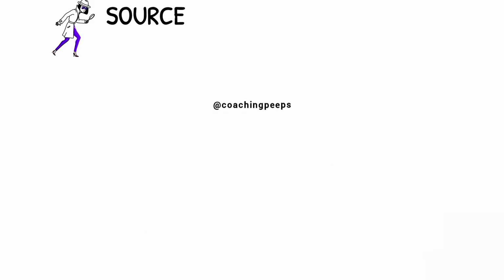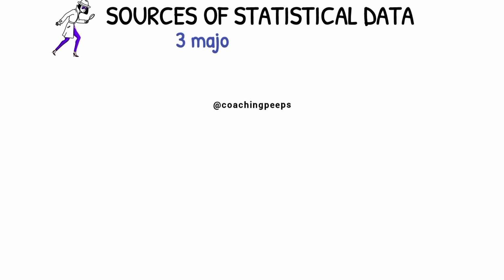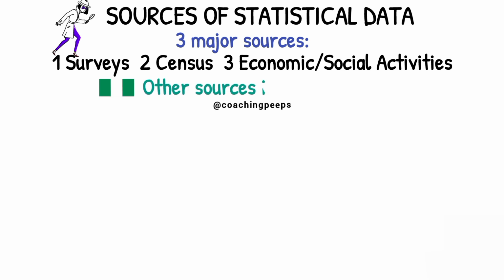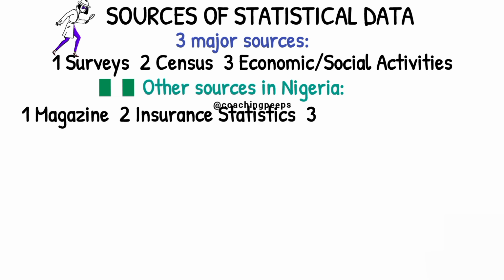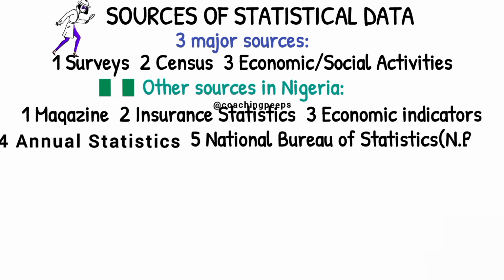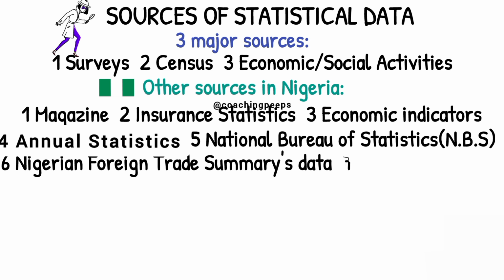Okay, let's go over to sources of statistical data. We have three major sources of statistical data. They include surveys, censuses, economic and social activities. We have other sources of statistical data found in Nigeria. They include magazines, insurance statistics, economic indicators. We have annual abstract of statistics. We have NBS. We have Nigerian foreign trade summaries data and economic reviews.